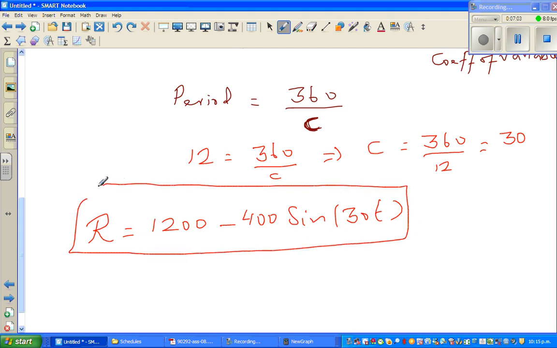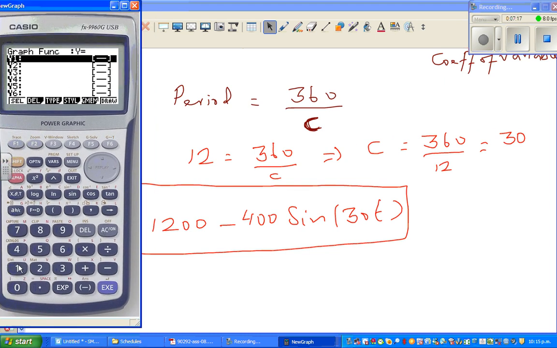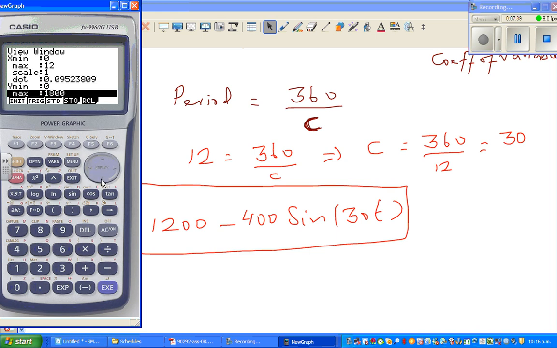So let's check whether this is right. Get your calculator out. Go to graph. I have already typed that in to check before I did it. So I'll type in 1200 minus 400 sine of 30x. x is the same as t, the variable is x. I have to set 0 to 12 for the 12 months, and I've gone from 0 to 1800 because I know the maximum is.